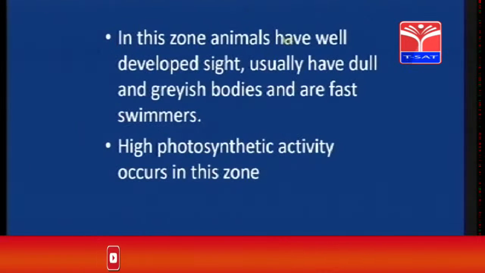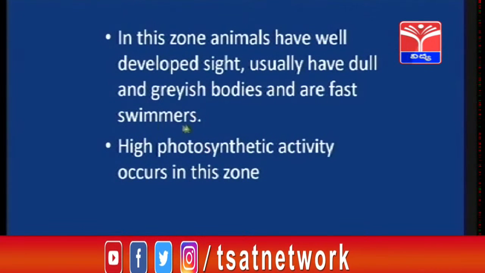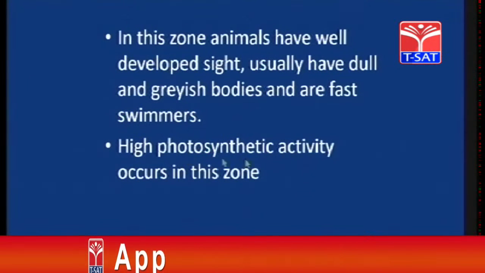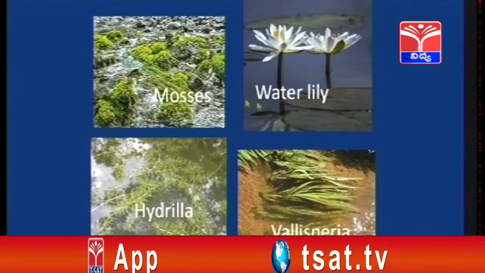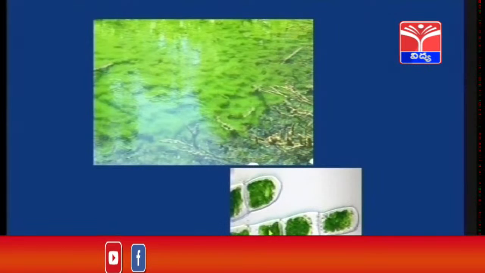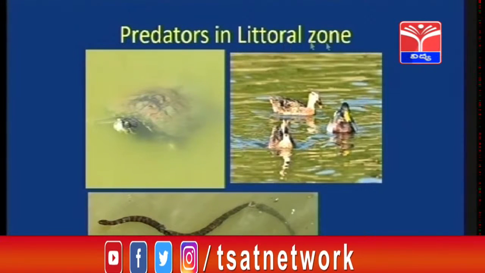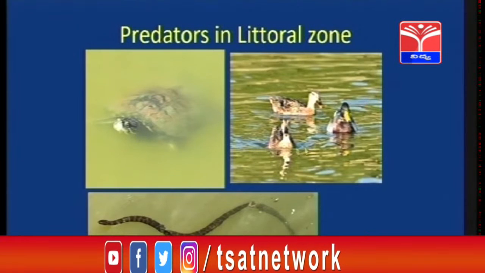In this zone, animals have well developed sight, usually have dull and greyish bodies, and are fast swimmers. High photosynthetic activity occurs in the zone because of the light penetration, children. Plants like mosses, water lily, hydrilla, and vallisneria are also present. Algae are also present in this zone, children. Diatoms are also present. The predators in the littoral zone are tortoise, snake and the ducks.